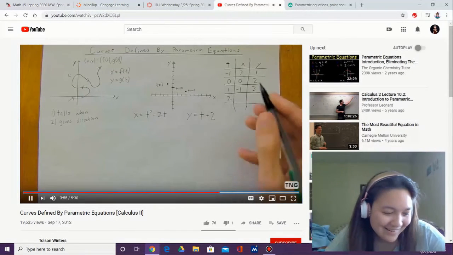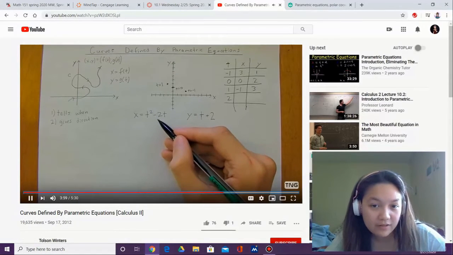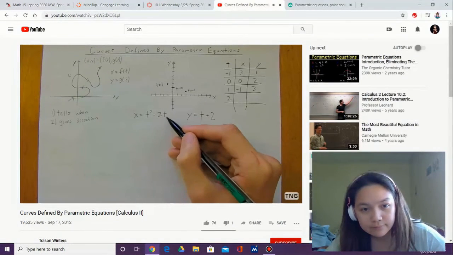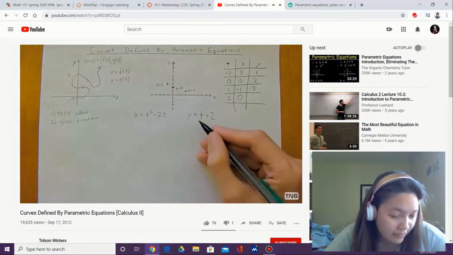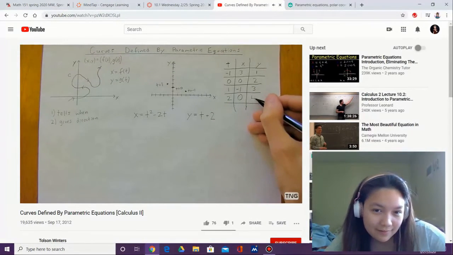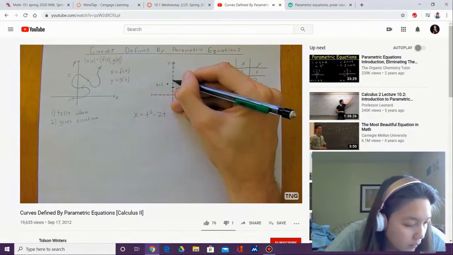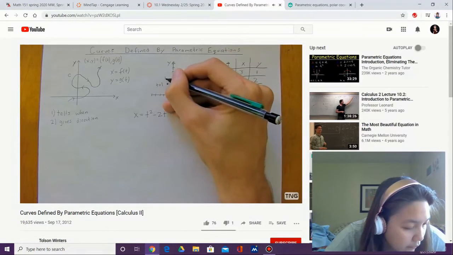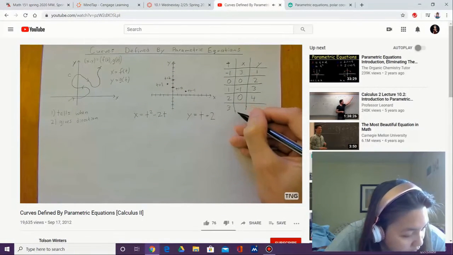So 2 squared is 4. Minus 2 times 2, so 4 minus 4, that's going to be 0, so x is 0. Plus 2, y is now 4. So 1, 2, 3, 4. So it's going to start heading back to the right. That's t equals 2. And let's just do one more.